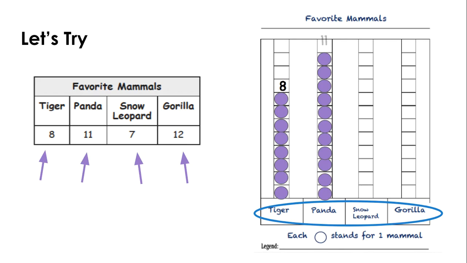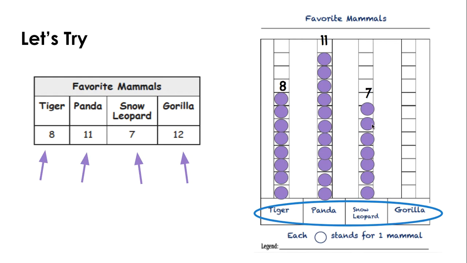We have 11. Moving on to snow leopard and then to gorilla. I'm going to speed ahead while you guys get a chance to draw that. If you need to pause me, go ahead and do that while you catch up. So 7 for snow leopard. Again, make sure your circles are right in the box.